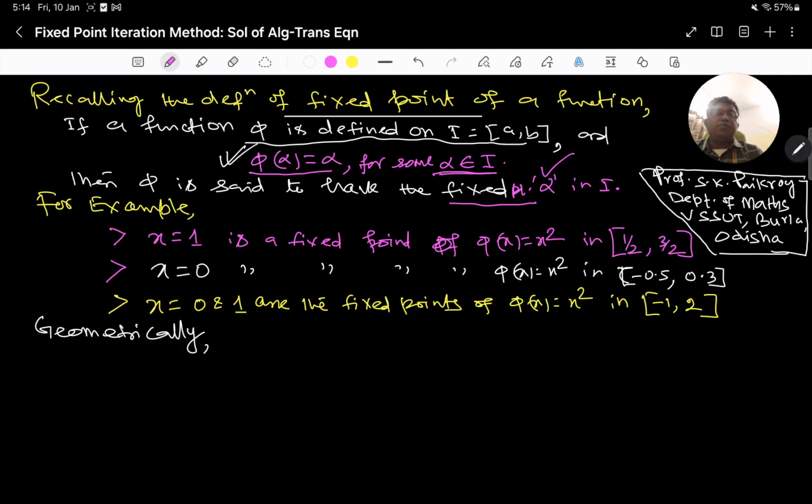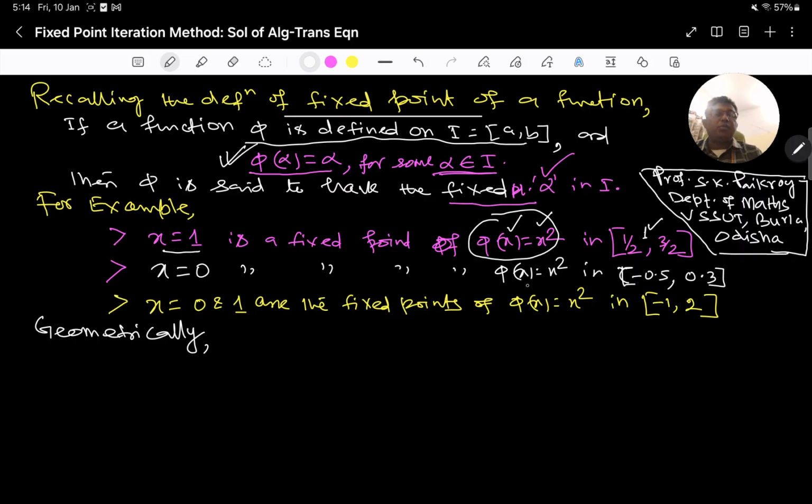For example, suppose we have a function phi x is equal to x square. Now if I put x is equal to 1 here, then phi 1 is 1. So 1 is a fixed point here in this interval.